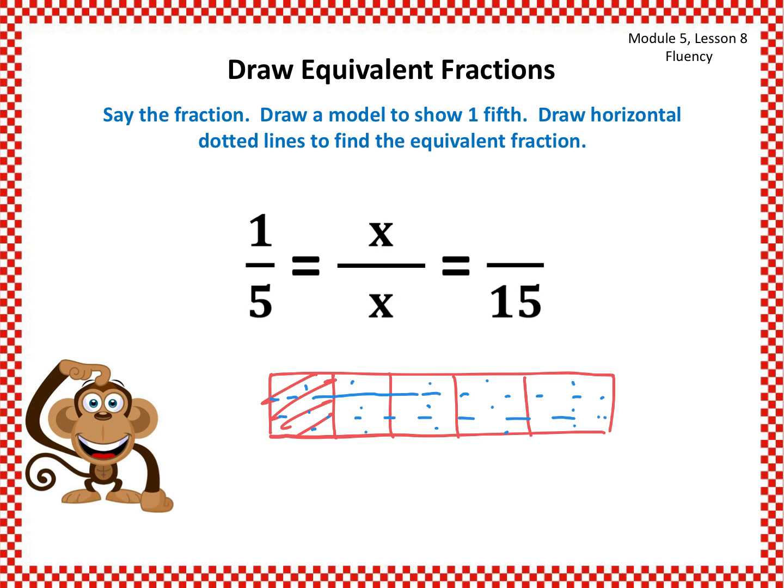Now I have 15 parts that I have divided my whole into. And of those 15 parts that are there, I have shaded 1, 2, 3. So I've shaded 3 out of the 15 parts. So what did I multiply by? Again, we multiplied by 3, top and bottom. And that is the end of Fluency for today.